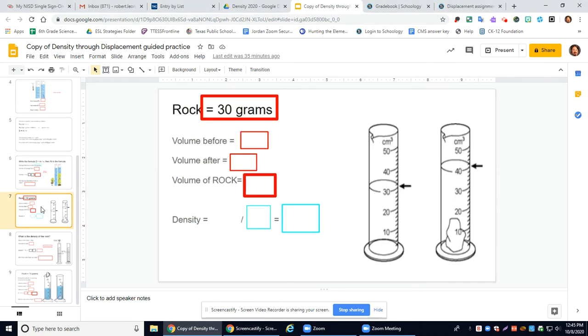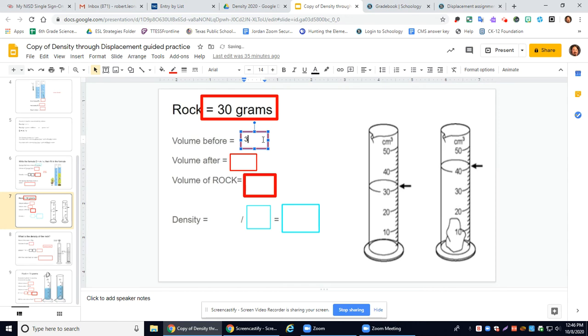So looking at number one, we have a rock that weighs 30 grams. We have a graduated cylinder with 30 milliliters of water. We take the rock, we put it into the 30 milliliters of water, and the water rises to 40. So the volume before was 30 milliliters. The volume after was 40 milliliters. Question is, what is the volume of the rock?